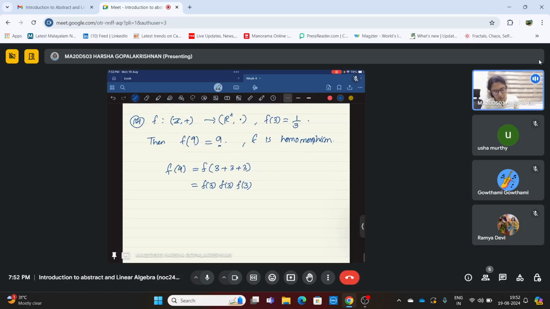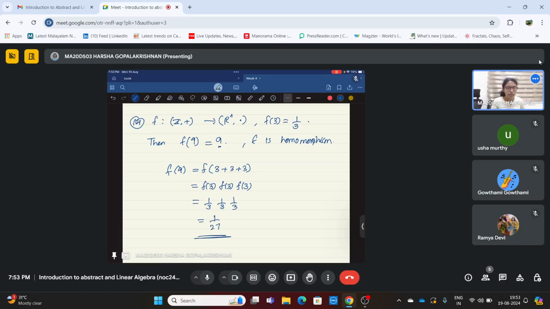Now, what is this f of 3? It is given 1 by 3. 1 by 3 into 1 by 3 into 1 by 3, which is 1 by 27. So it is just like expanding the 9 in terms of this value, whatever is given, and then just using the homomorphism property and doing the calculation. That's it. Is it clear? Any doubt?